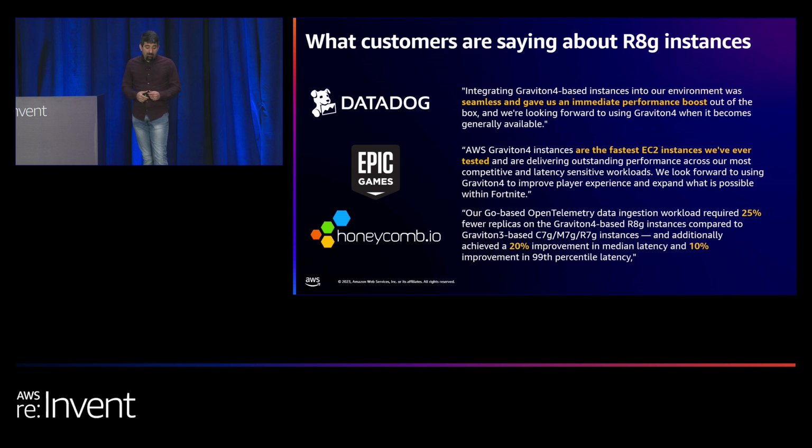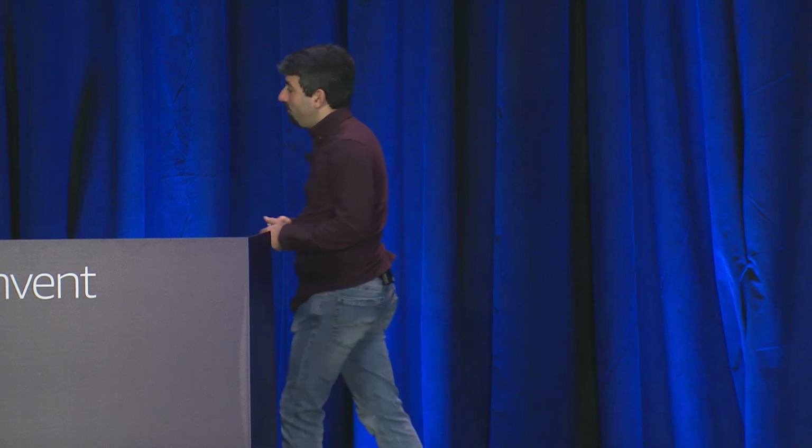And lastly, Honeycomb. Honeycomb is an observability platform that enables engineering teams to find and solve problems they couldn't before. And when they tested Graviton 4, they saw a 25% increase in performance, effectively fewer instances, at the same time seeing a 20% improvement in median latency and a 10% improvement in P99 latency. So with that, I'm going to turn it over to Sudhir to talk about the software on Graviton.